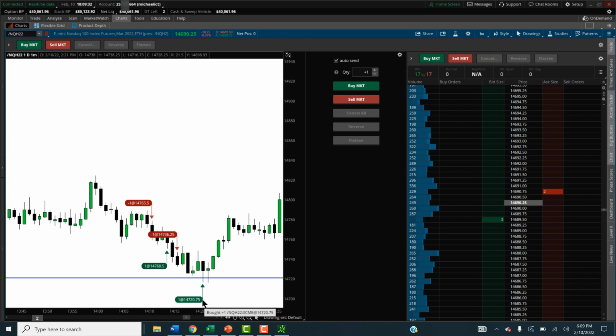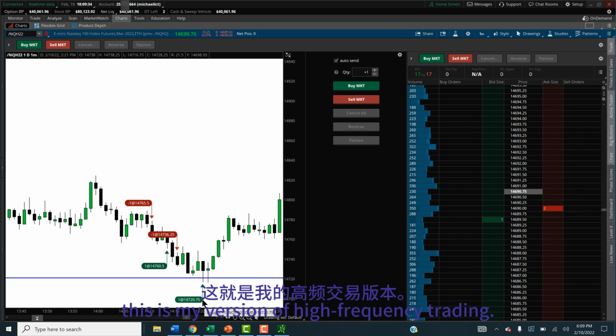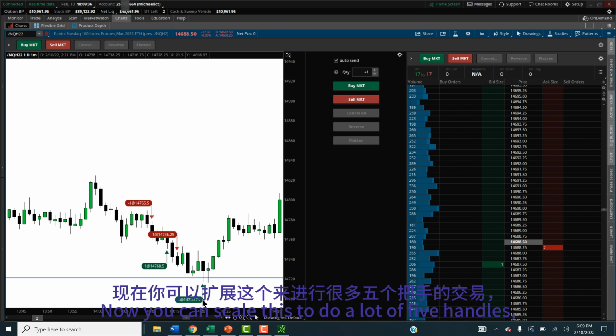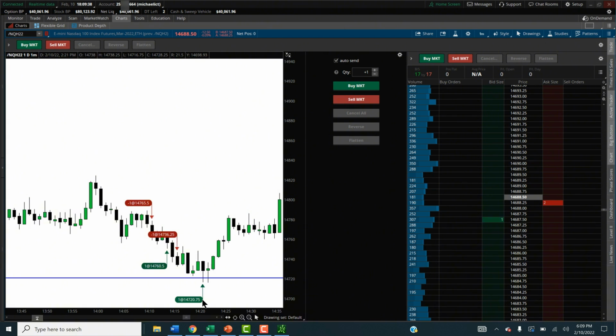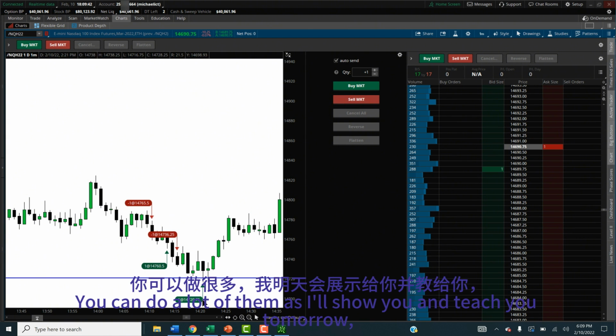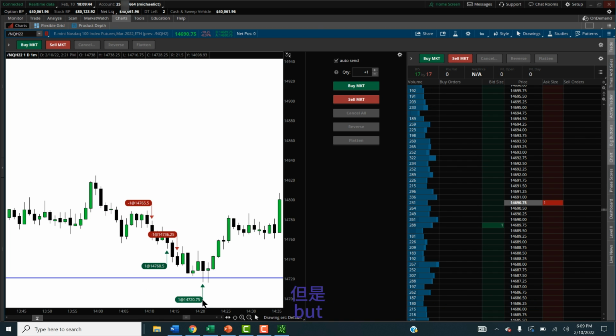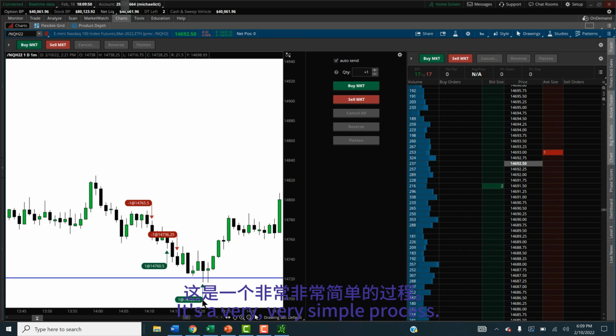So this is my version of high frequency trading. Now you can scale this to do a lot of 5 handles, 7 handles, 10 handles. You can do a lot of them, as I'll show you and teach you tomorrow. But you don't need a black box, Mickey Mouse operation to do that. Okay, you'll see it's a very, very simple process.